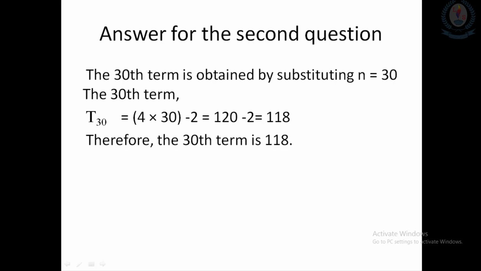Answer for the second question. The 30th term is obtained by substituting n equals 30. The 30th term T30 equals 4n minus 2, n is 30, 4 into 30 minus 2 is 120 minus 2 equals 118. Therefore, the 30th term is 118.